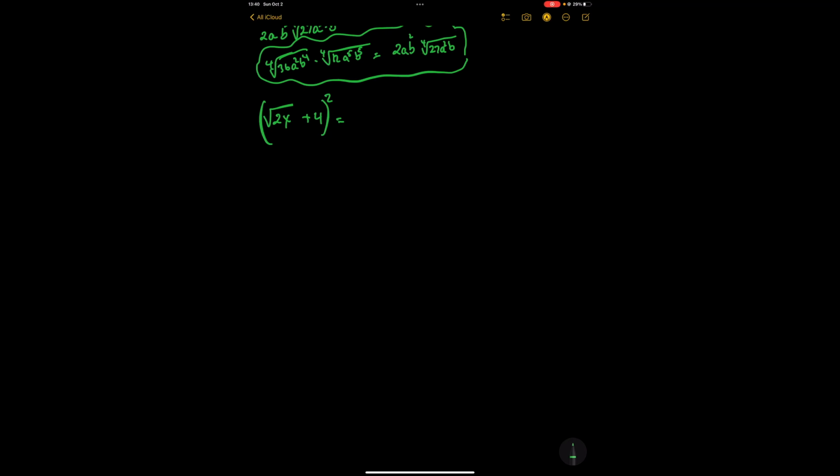Okay. So remember, this is basically a plus b quantity squared, right? Which is equal to a squared plus 2ab plus b squared. So let's apply this into that. So what will a squared be? A squared will be the square root of 2x squared plus 2 times a, which is the square root of 2x, times b, which is 4, plus 4 squared, right? Easy.